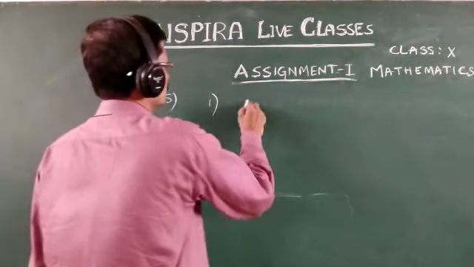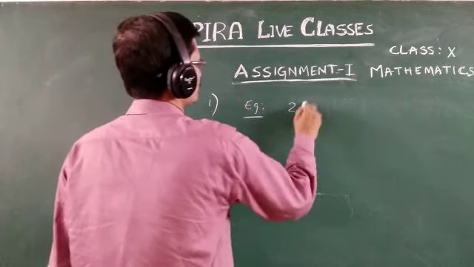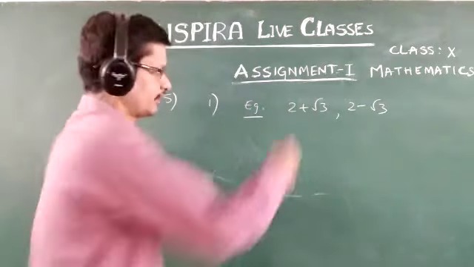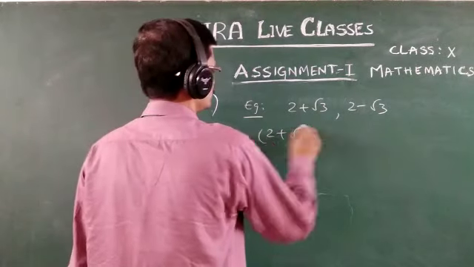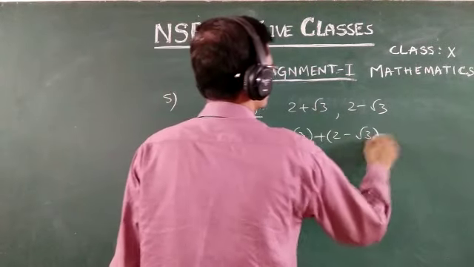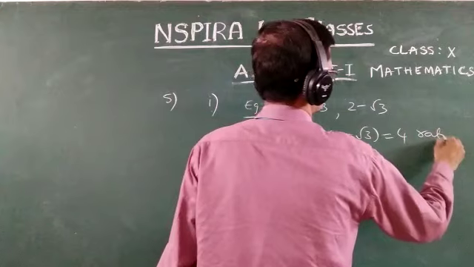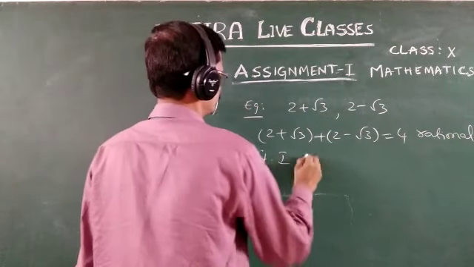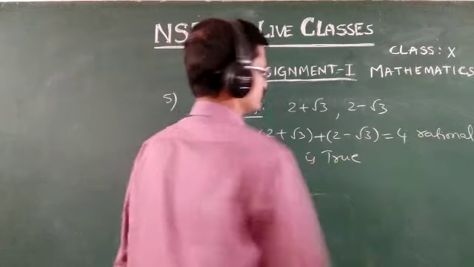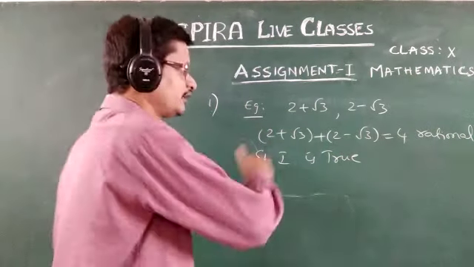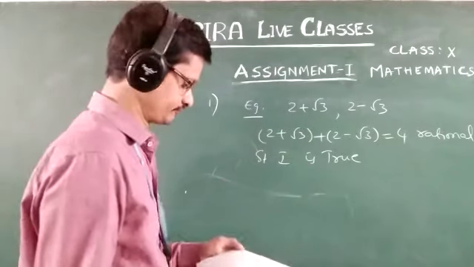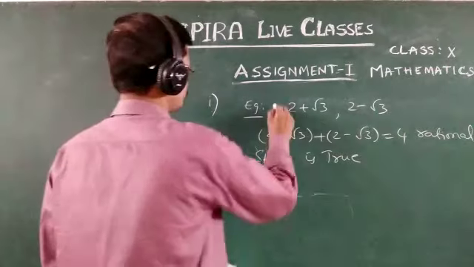See, for example, 2 plus root 3 and 2 minus root 3. Add them: 2 plus root 3 plus 2 minus root 3 is equal to 4, which is rational. So statement 1 is true. The sum of any two irrational numbers need not be irrational. Now see statement 2 also.